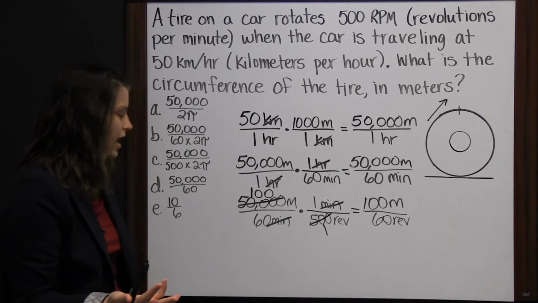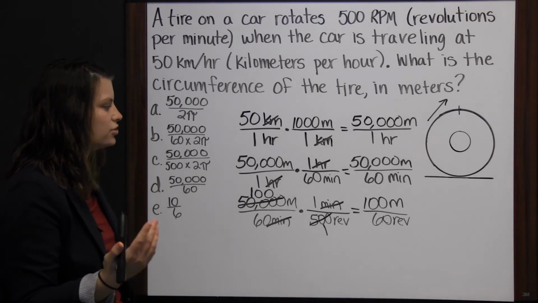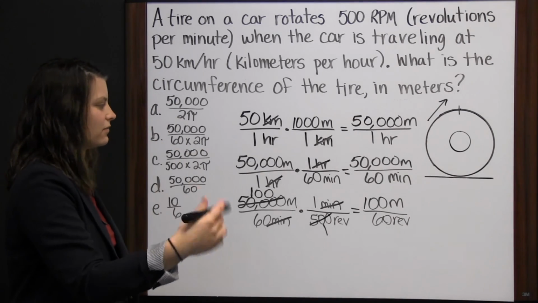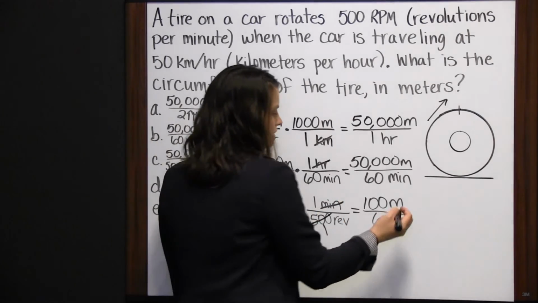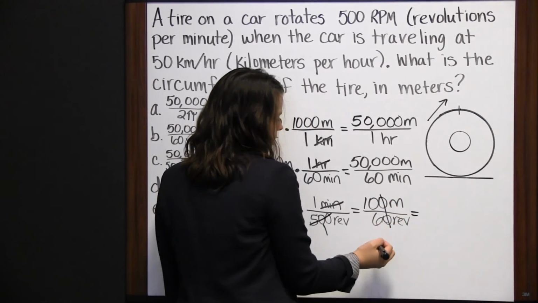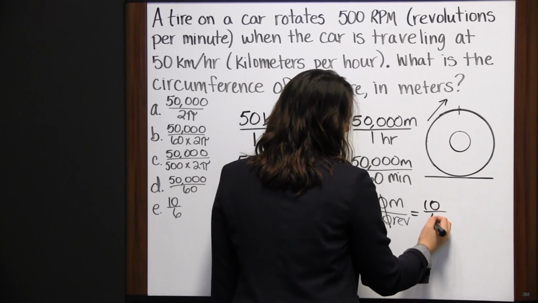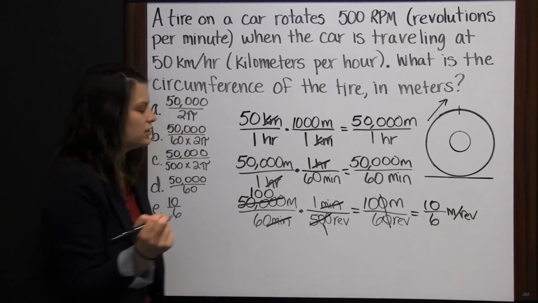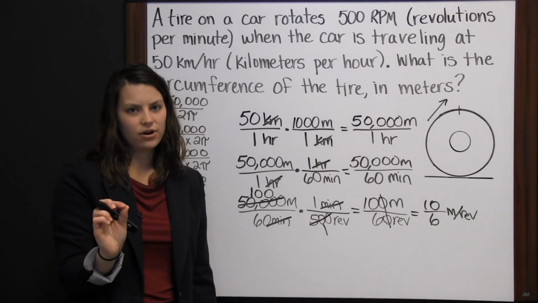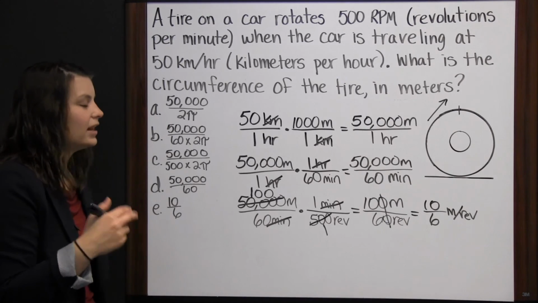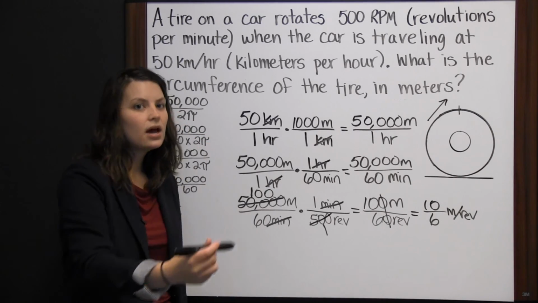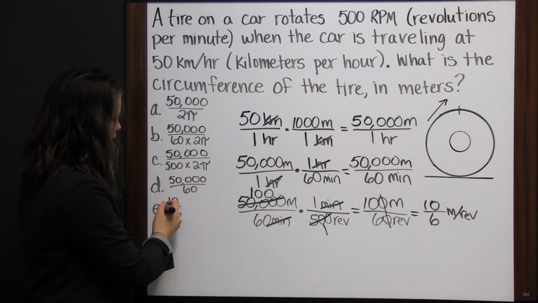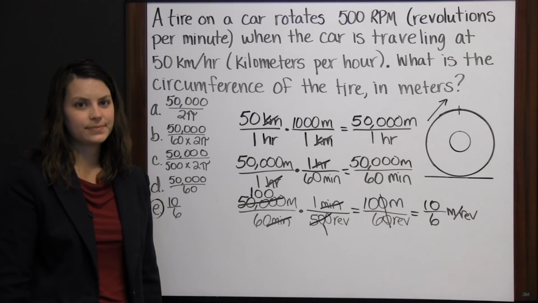So now I found that it's going 60 revolutions every 100 meters, which I can then simplify by canceling out the zeros, and I get 10/6 meters per revolution. So it goes 10/6 of a meter every revolution. And again, a revolution is 1 time all the way around the wheel, which is the circumference. So our circumference is 10/6.